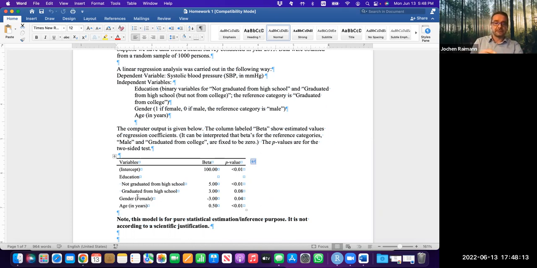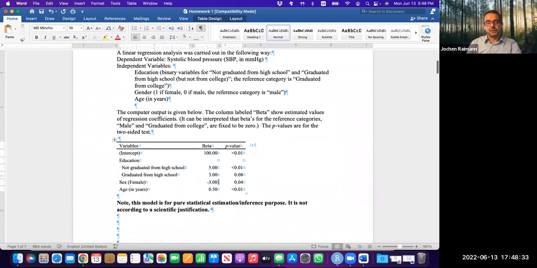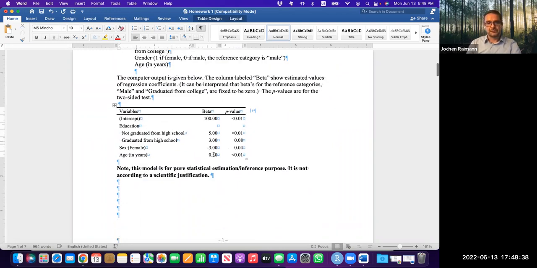So if you have female, and it actually should be sex rather than gender, your reference value is actually male. So you know now that for females, the outcome, systolic blood pressure in millimeter Hg, is 3 millimeter Hg lower. Then you have age, so there's an increase in blood pressure with age, 0.5. Remember, it's with each unit of increase.